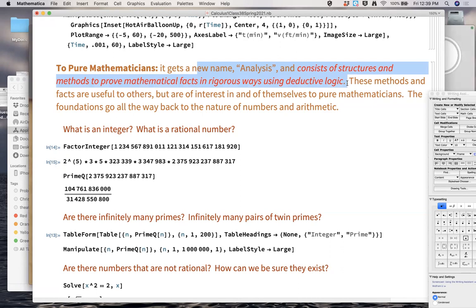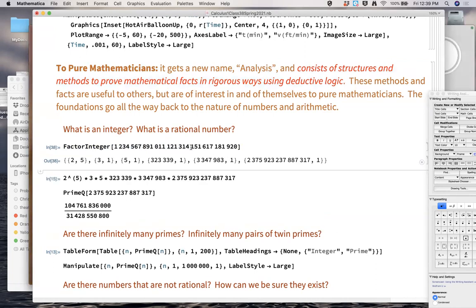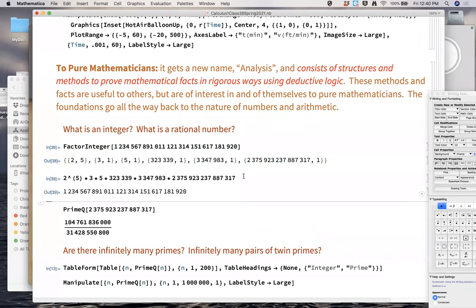But pure mathematicians wonder about pure mathematical facts, like how do you factor a humongous integer like this? Well, Mathematica can do it. There's the output. What is this output telling you? It's actually telling you that this huge number is really 2 to the 5th times 3 to the 1st times 5 to the 1st times 323,339 to the 1st. Why did I pick that number? Well, that turns out to be a prime factor. That's a prime factor, and here's another prime factor. If you now go ahead and multiply these things, you get back the number you started with.